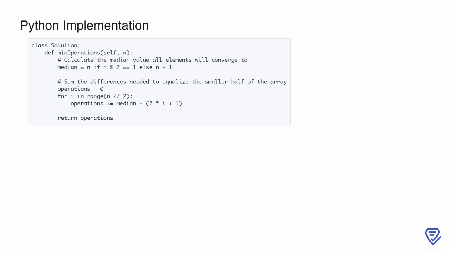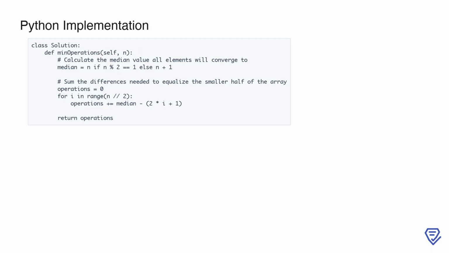The optimal value for all elements to converge to is the median of the array. If n is odd, the median is the middle value, equal to n. If n is even, the median is the average of the two middle values, which simplifies to n plus 1. 3. The variable operations keeps track of the total number of operations required. We only need to calculate the adjustments for the first half of the array since the adjustments are symmetric.